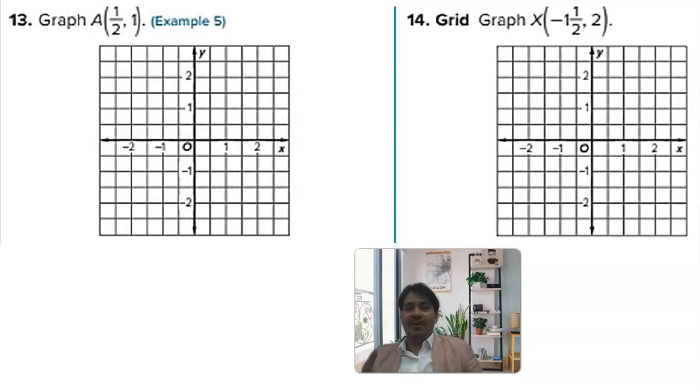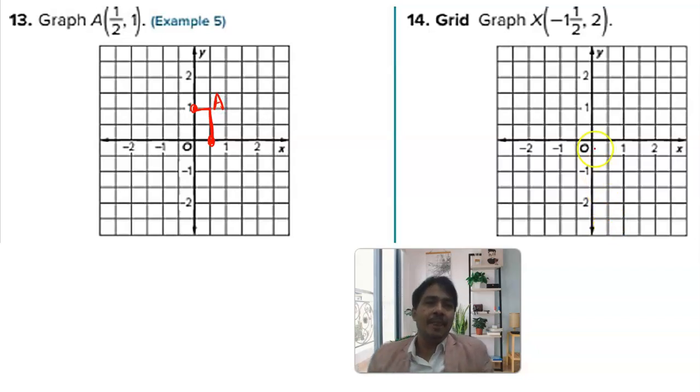And graph point A. A is half. Half means on the x-axis this is half. This is half. And y is 1. So y is 1. 1.5 means this. The point is this and this. Half and 1. This is A.